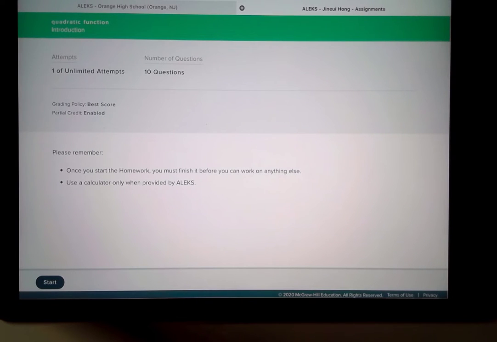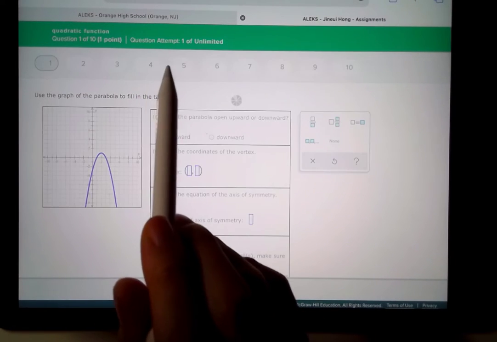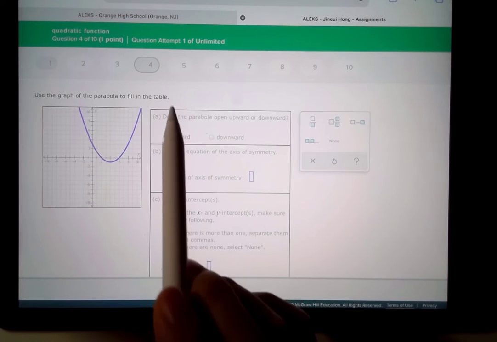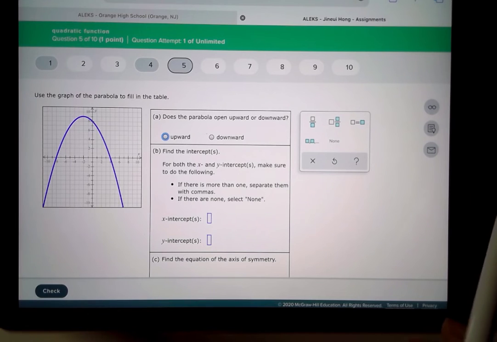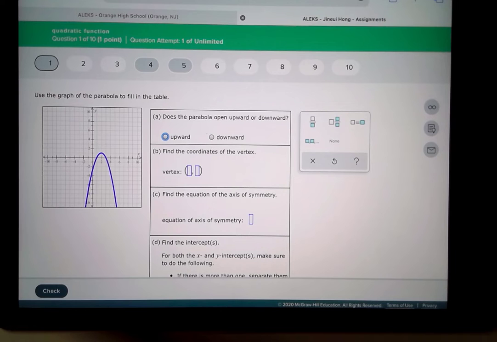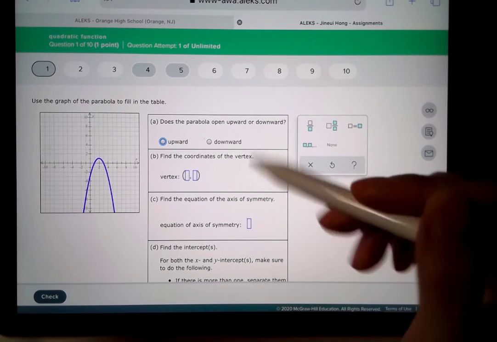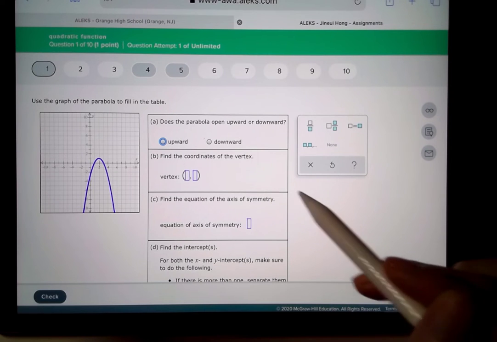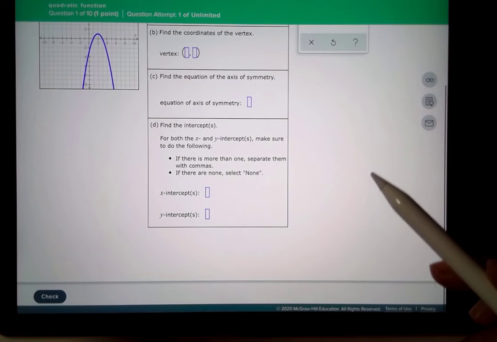So when you log into Alex, it'll pop up to you, so you just start it. Then I have 5 problems getting properties, and then another 5 problems graphing. Okay, so let's look at this one first. So you will see a graph, and then you're getting all this information: opens up or down, your vertex, axis of symmetry, and x-intercept and y-intercept.